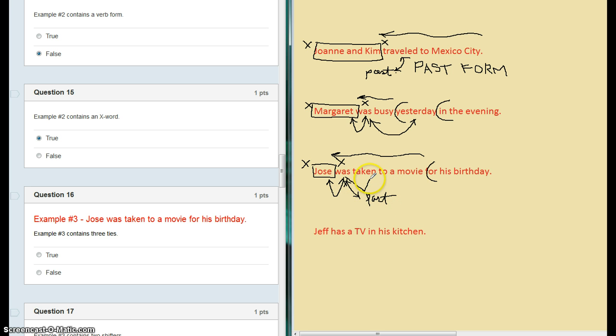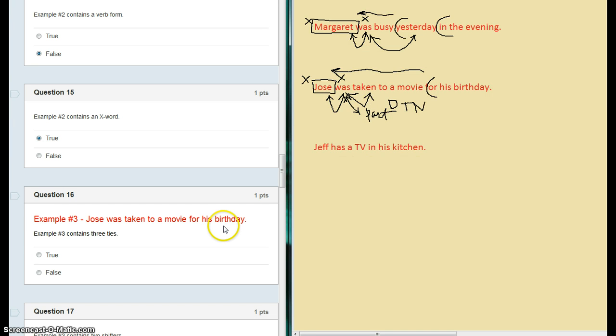And was ties with taken. Taken is the DTN form. And it shows us when we have was or am or is or are or were tying with the DTN form, this sentence is called a passive sentence. Something happens to the subject. In this case, Jose was taken. His friends took Jose. So now let's answer some questions.